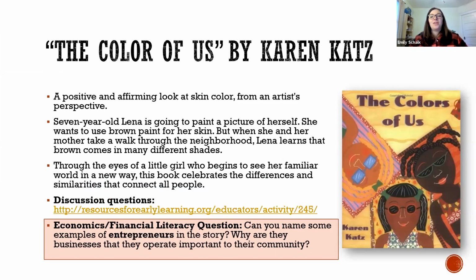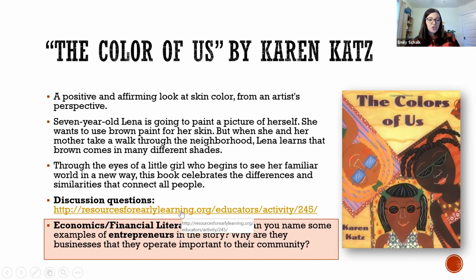even though there's already a lot of themes that need to be tackled in that story. So, okay, the next book is The Color of Us by Karen Katz. And this is a positive and affirming look at skin color from an artist's perspective. So 7-year-old Lena is going to paint a picture of herself. She wants to use brown paint for her skin, but when she and her mother take a walk through the neighborhood, Lena learns that brown comes in many different shades. So through the eyes of a little girl who begins to see her familiar world in a different way, this book celebrates the differences and similarities that connect all people.